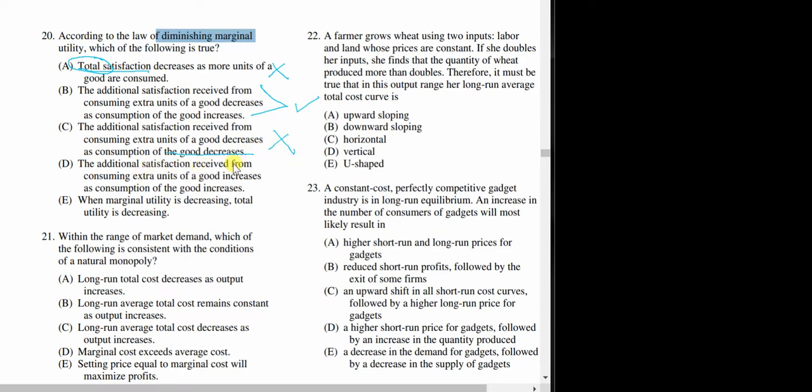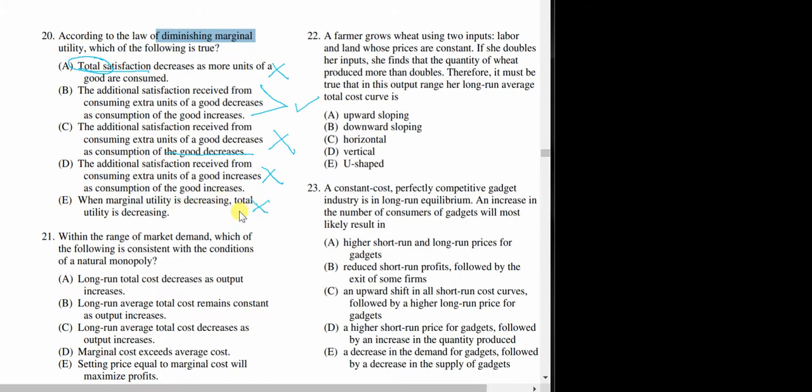The additional satisfaction received from consuming extra units of a good increases as the consumption of the good increases. Again, that is not true. When the marginal utility is decreasing, total utility is not necessarily decreasing. And we kind of alluded to that in the first part. It could still be increasing. In fact, it will be increasing. So when you get that 100th cookie, your total utility is still increasing, but it's not increasing as fast. So that one would be incorrect.